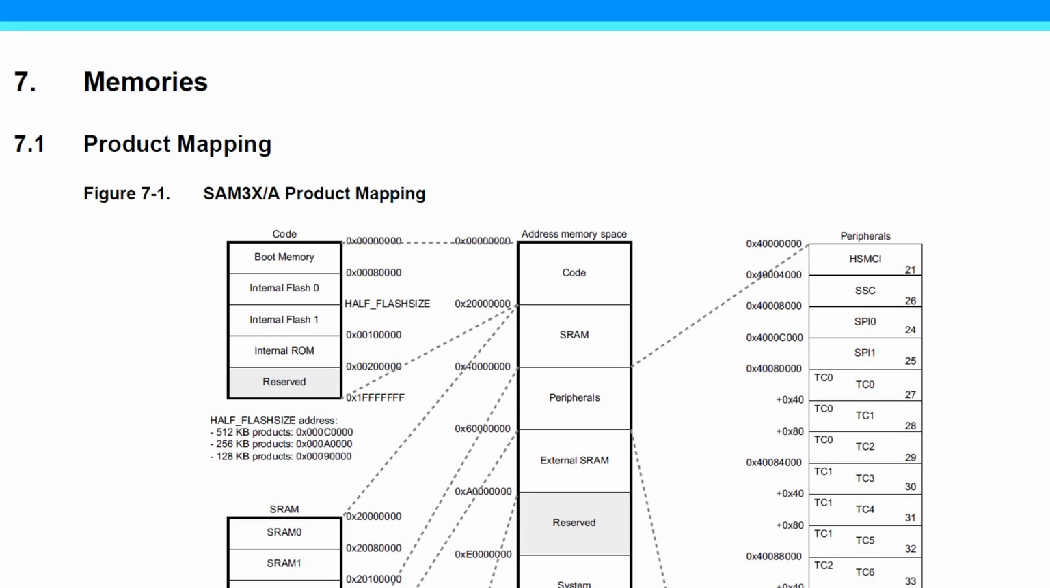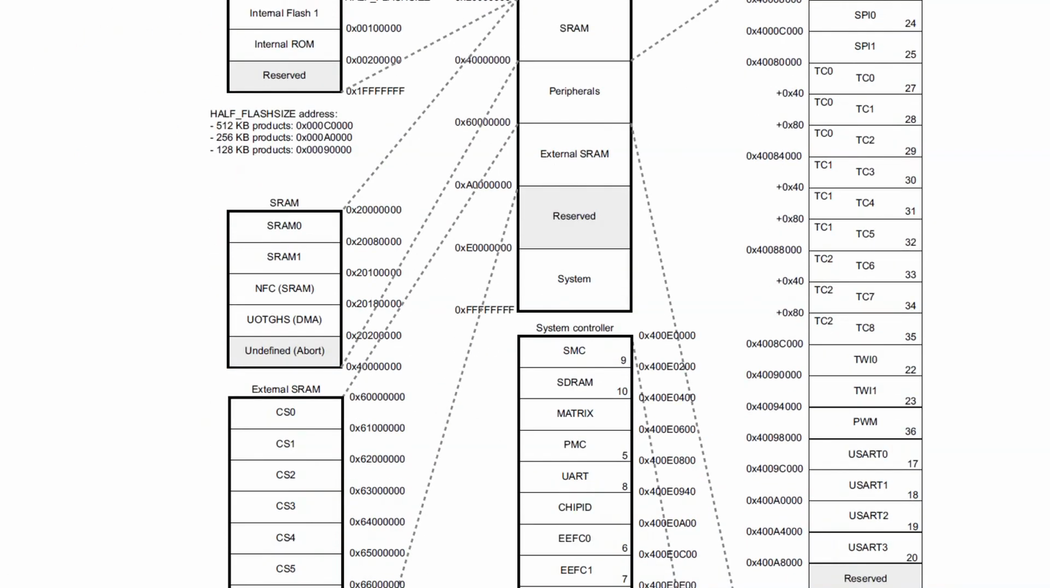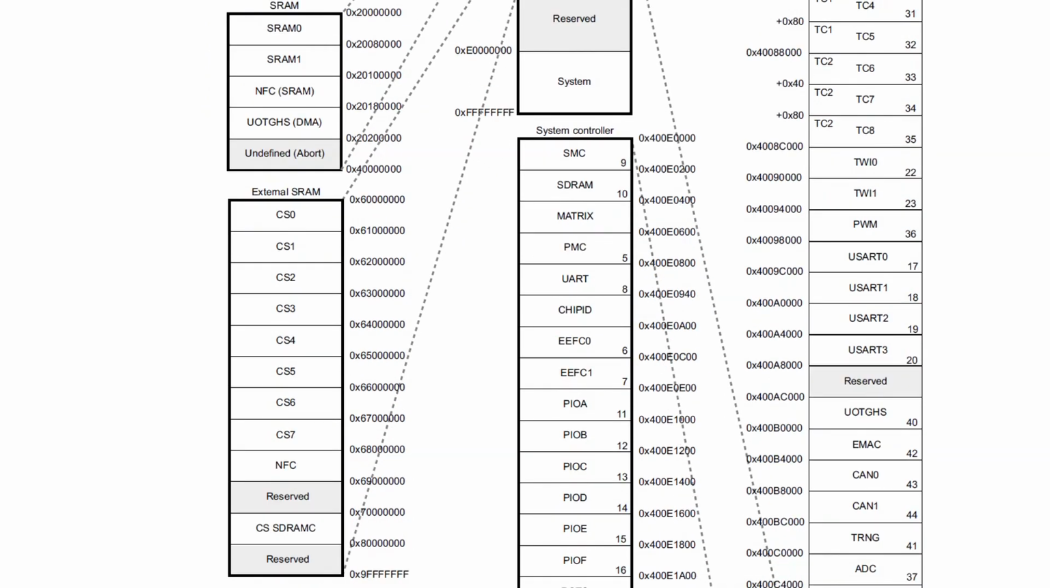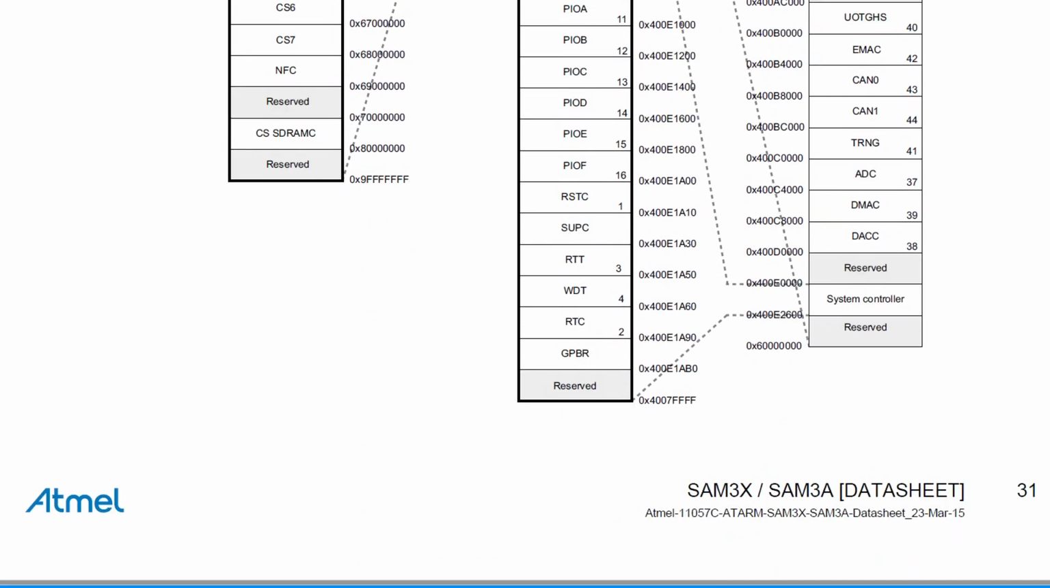Section 7 is memories, and 7.1 is memory mapping. Here's a visual representation of the memory space of the microcontroller. It lays out the peripherals, memory, UART, and other kind of functionality that the microcontroller supports. The key thing that we're going to be looking for is where in this memory space the ADC functionality is mapped. We want to find the base address of the ADC.